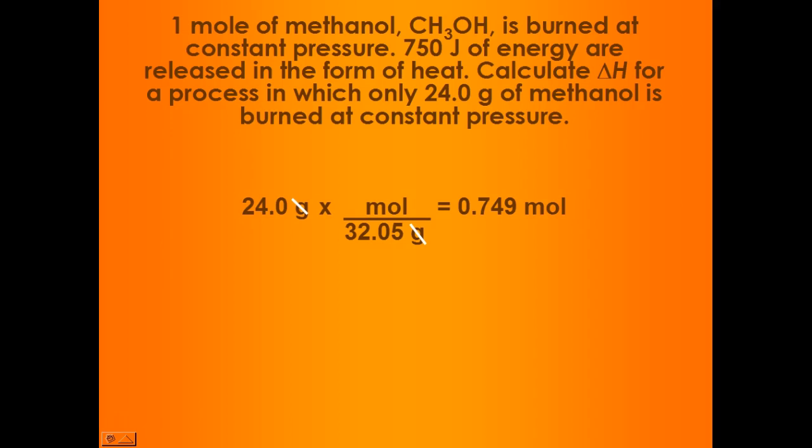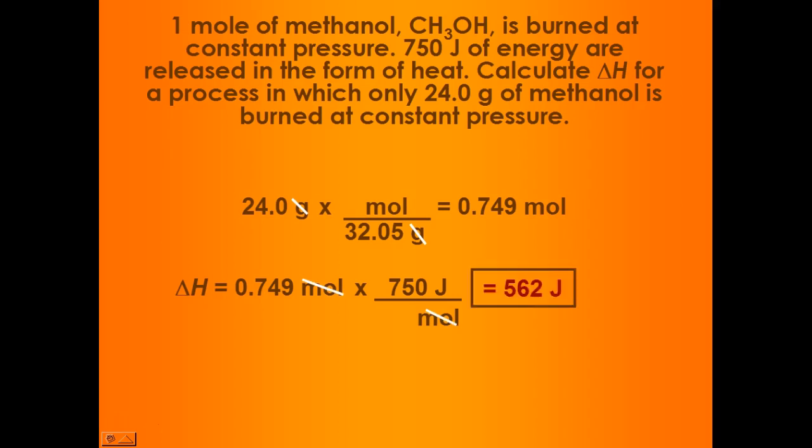So I can figure out what percentage of that is being released for my 0.749 moles by either setting up a ratio or by using mole conversions. And that's the one I'm going to show you right now. But if you'd like me to show you the ratio one, just ask in class and I'll show you that. So we know how much methanol we burned, and we know that there's 750 joules of energy released per mole of methanol burned. So when I cancel out the moles and I multiply across, I see that roughly 562 joules of energy is released per 0.749 moles of methanol that has been burned.